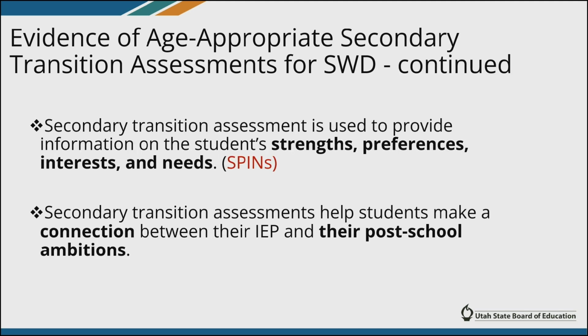The student's post-secondary goals, as well as all of the components of the secondary transition plan, must be based on age-appropriate secondary transition assessment. These assessments should provide information on a student's strengths, preferences, interests, and needs, or SPINs. When possible, students should be involved in the transition assessment process, as this can help students make connections between their IEP and post-school ambitions.